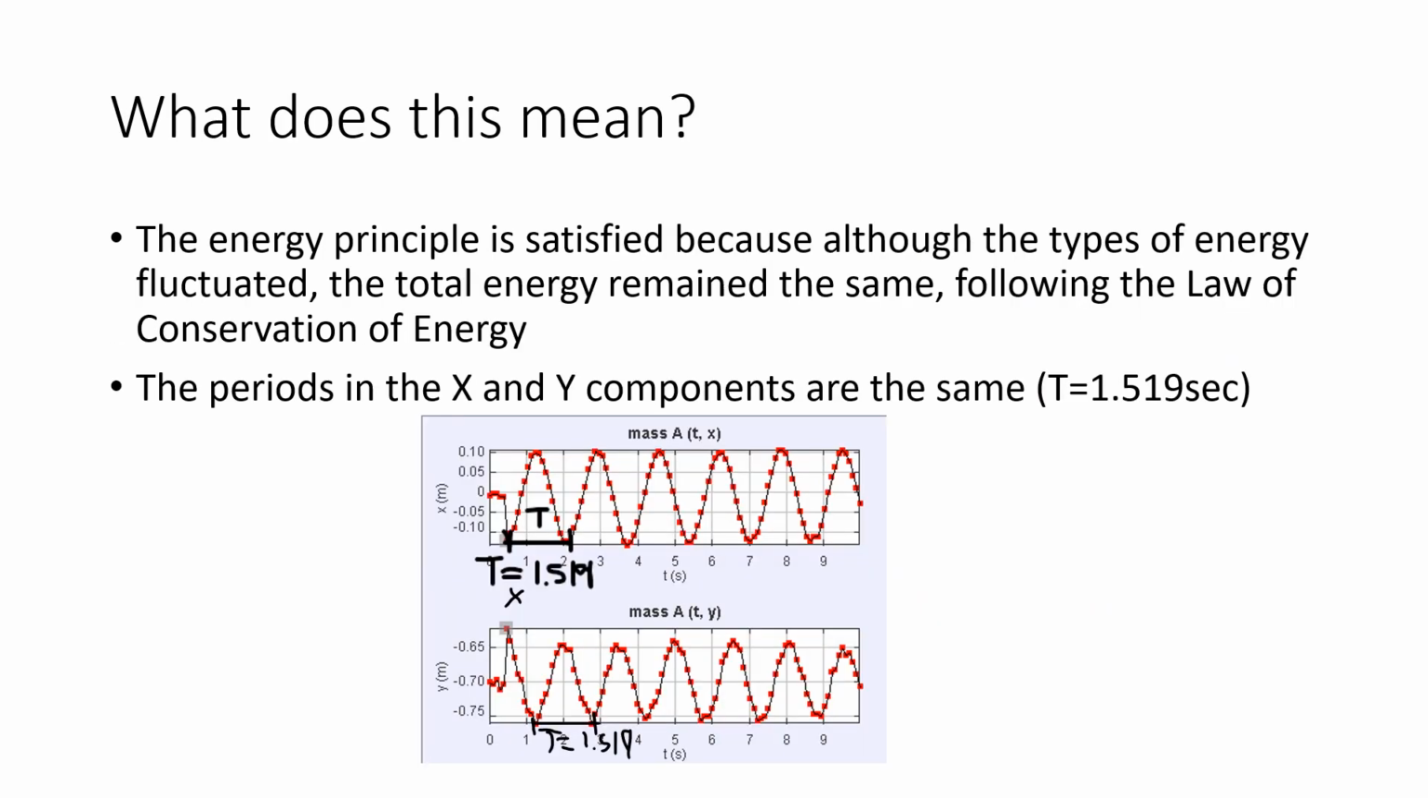So what does this mean? The energy principle is satisfied because although the types of energy fluctuate, the total energy remains the same, following the law of conservation of energy, where the change in energy is 0. We also found that the periods in the x and y components are the same, which is T equals 1.519 seconds, as shown below.